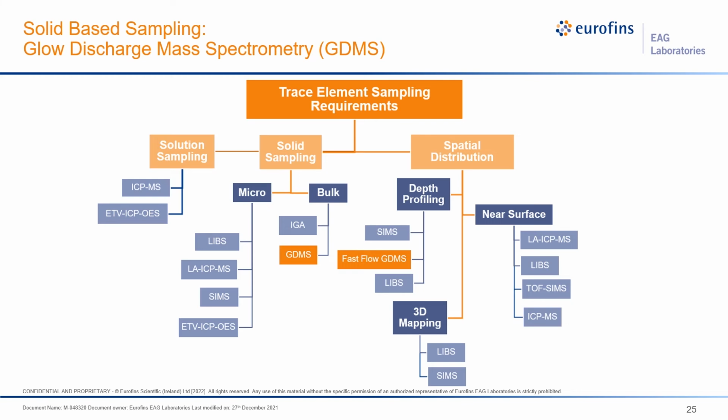GDMS, or glow discharge mass spectrometry, is one of EAG's most successful areas. We have the largest number of GDMS instruments in the world. There are various configurations of these instruments, allowing for a range of different capabilities, including bulk sampling and depth profiling.